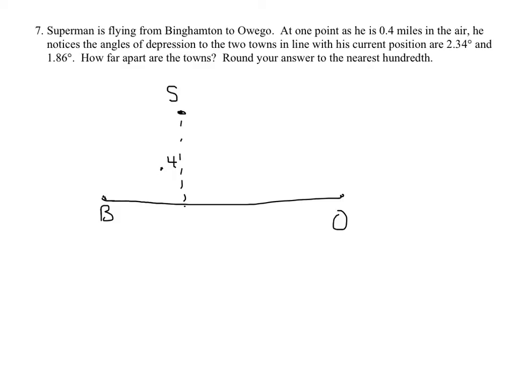He notices that the angles of depression to the two towns in line with his current position are 2.34 degrees and 1.86 degrees. So here's a little Superman guy, and this is 2.34 degrees and 1.86 degrees. Now I have to tell you guys, these are not drawn to scale. However, we're just going to deal with them. How far apart are the towns?